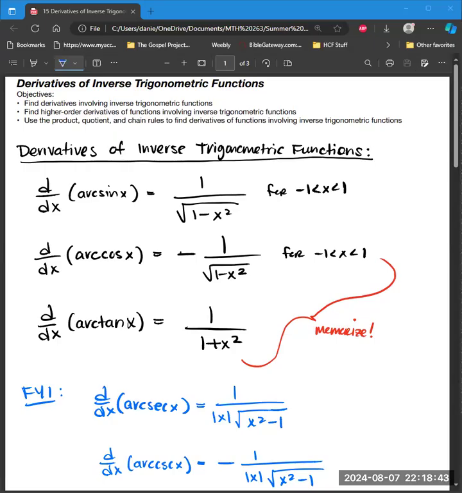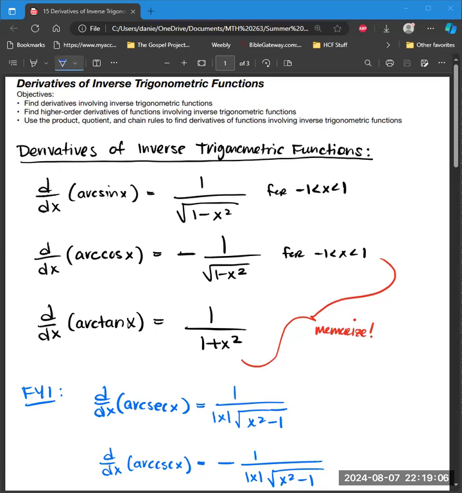All right, in this video, we're going to talk about derivatives of inverse trigonometric functions. Our objectives will be to find derivatives involving inverse trigonometric functions, and find higher order derivatives of functions involving inverse trigonometric functions. We use the product, quotient, and chain rules to find derivatives of functions involving inverse trigonometric functions.